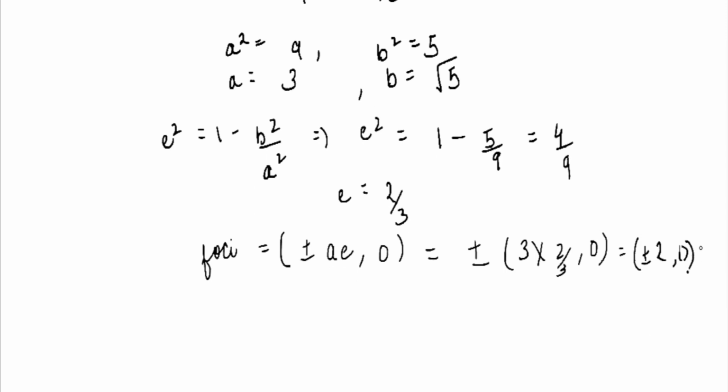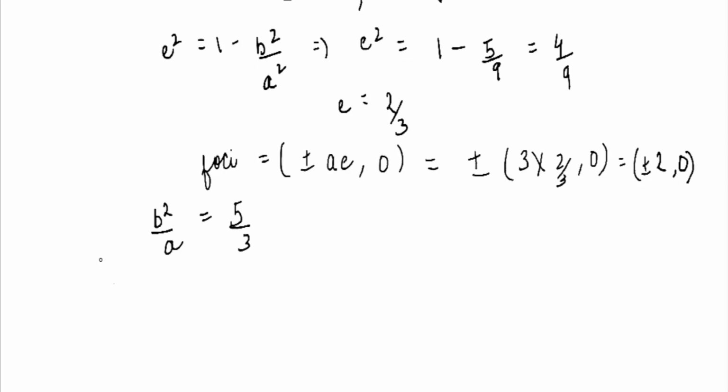Proceeding forward, if this is the focus, we know that b square upon a is 5 upon 3. Therefore, what are the extremities of the latus rectum? So I'll be finding that out. I'm writing down, therefore, the extremities of the latus rectum. I'm denoting it by LR.